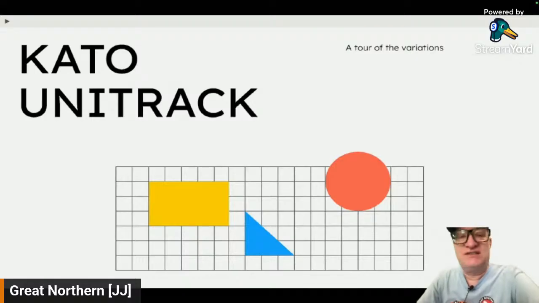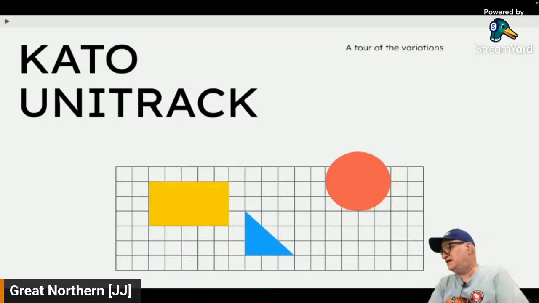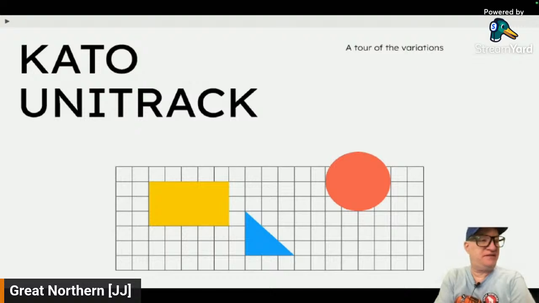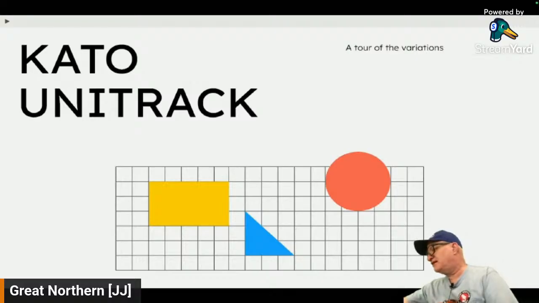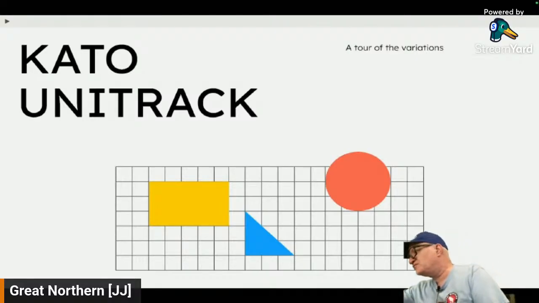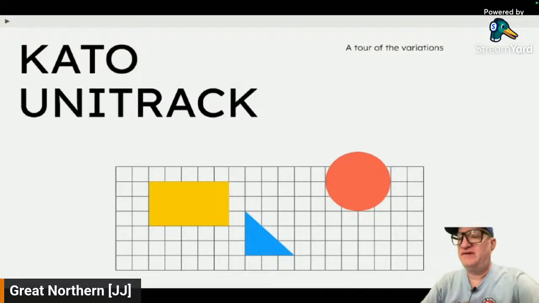So Kato has got an amazing product in N scale. It's not for everybody, but it does fulfill a niche for entry level, as well as people who just want something to work, and work fairly well all the time.